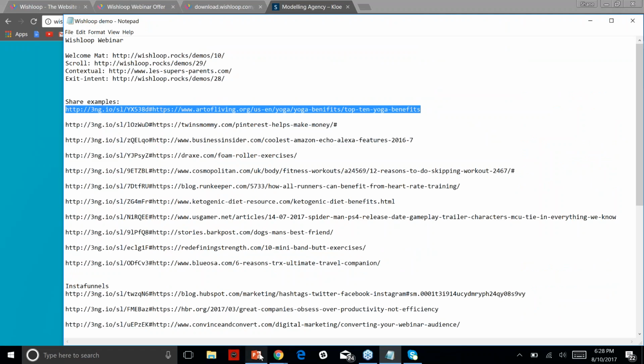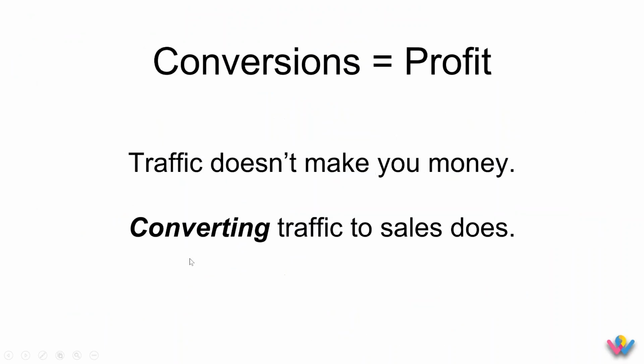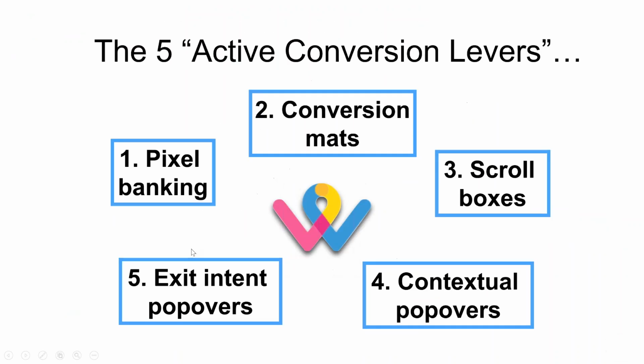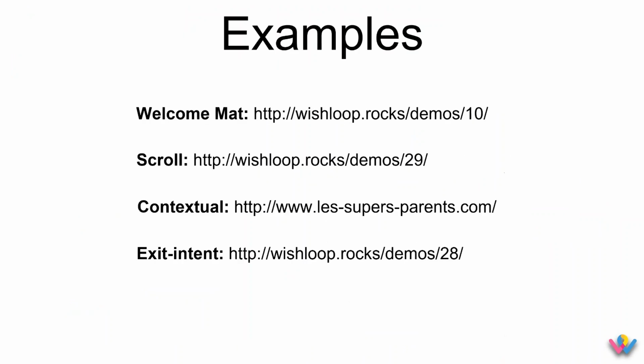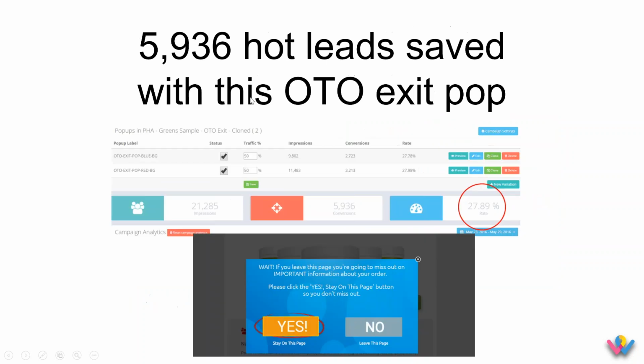But hopefully you understand all about what welcome mats, exit intent popovers are, and all of that. So we'll get back in here. All right. So with one of those, just one simple little pop-up, we ended up converting 51,821 email leads from one contextual popover. As you guys can see here, look at this. Look at the amount of impressions we had. That's crazy.